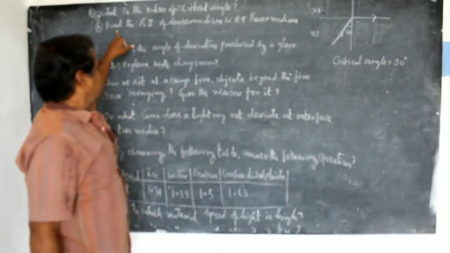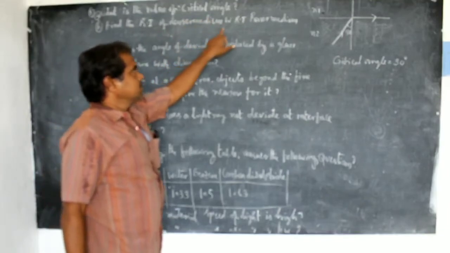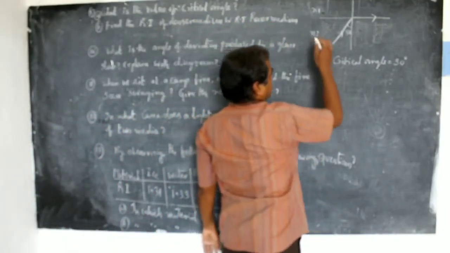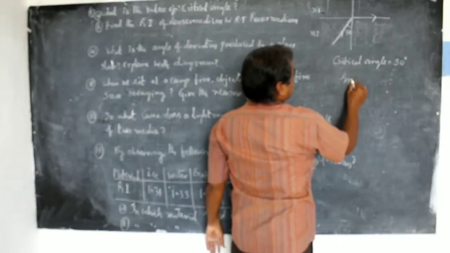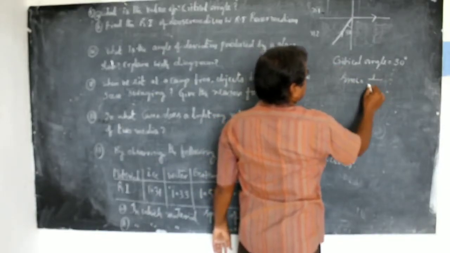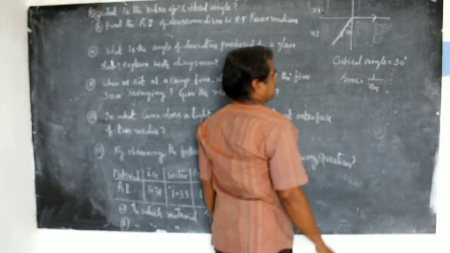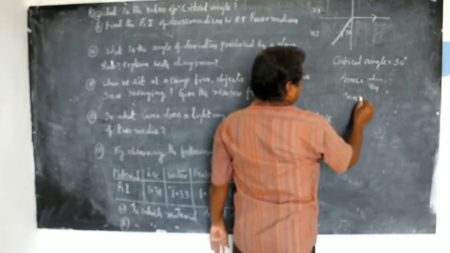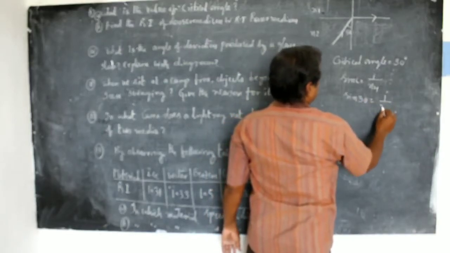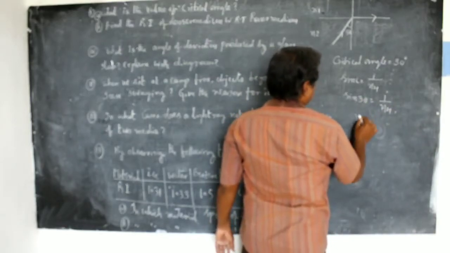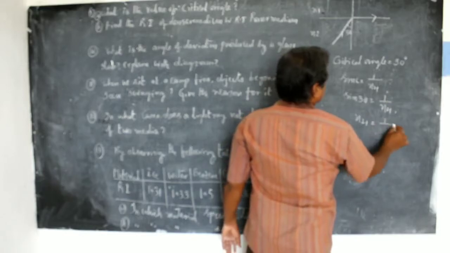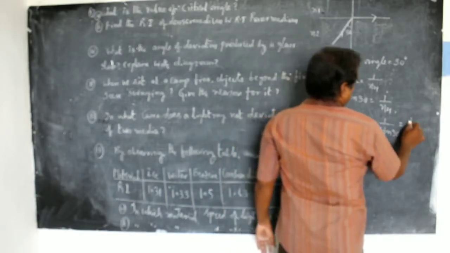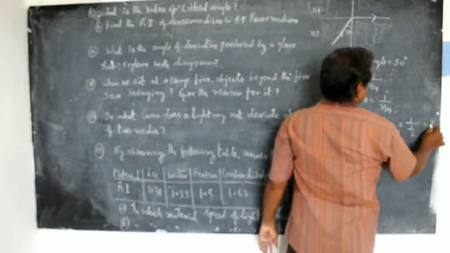Next, second question. Find the refractive index of the denser medium with respect to the rarer medium. So sin C is equal to 1 by n2. Here C is given, sin 30 is equal to 1 by n2. By cross multiplication, n2 is equal to 1 by sin 30. Sin 30 value is 1 by 2. 1 by 1 by 2 is equal to 2.